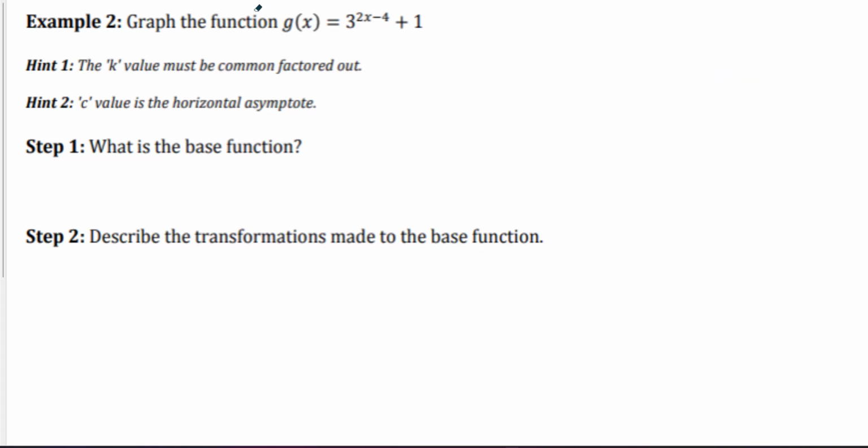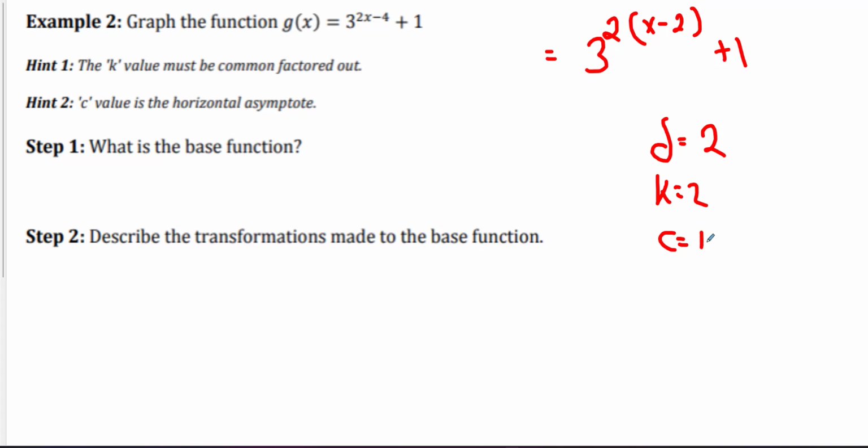And I'm not lying, because what you need to do is rewrite this in the form of this. You have to factor out the common 2 from both the x term and the constant term. And now you have 2 brackets x minus 2. Now, inside those brackets is my d value. So my d value is actually positive 2. My k value is still 2. My c value is still 1. That didn't change. My a value is still 1 because it's the 1 in front. So just be very careful for the k value and the c value and whatnot.